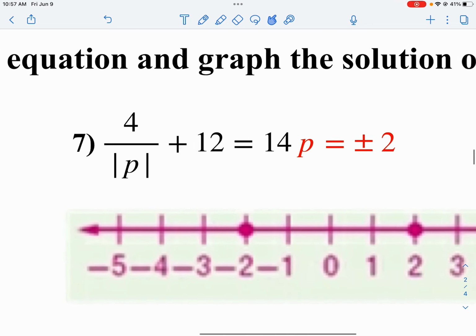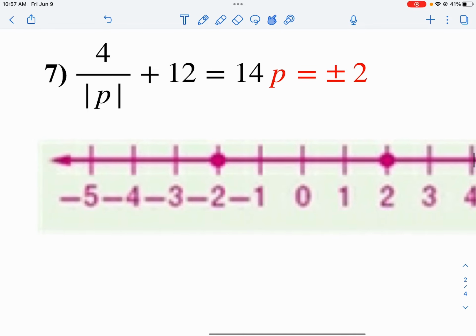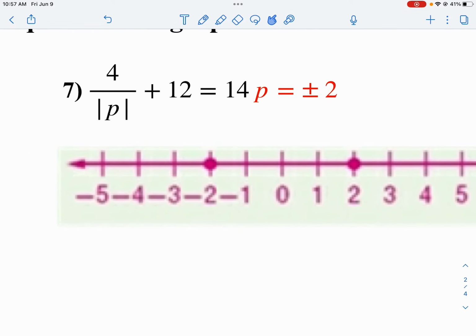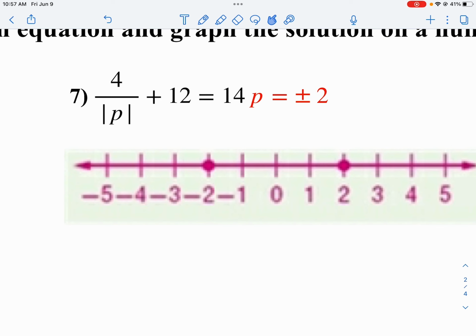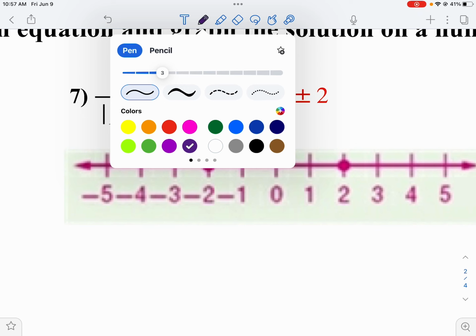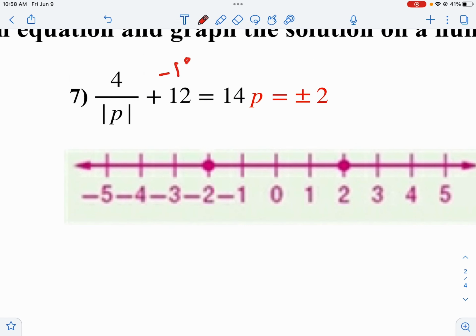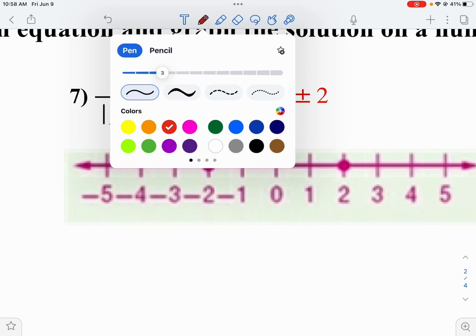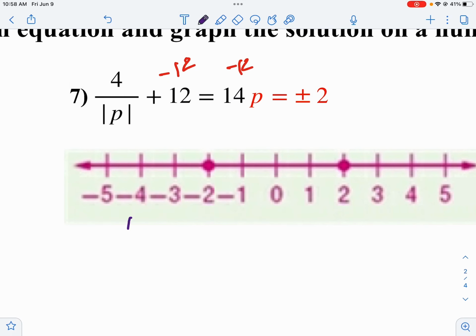Okay, let's take a look at number 7. Kind of the same way. I put the answer up top, so it's kind of hard to show our work on this video, but we'll do our best. First thing we're going to do, once again, I want to get the absolute value by itself first, so I'm going to subtract 12 from both sides. So if I subtract 12 from both sides, we get 4 over the absolute value of p equals 14 minus 12, which is 2.